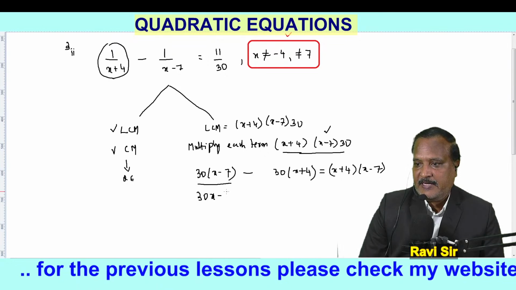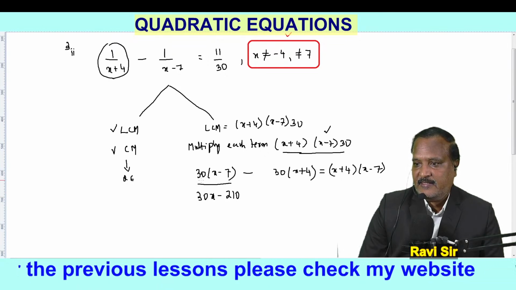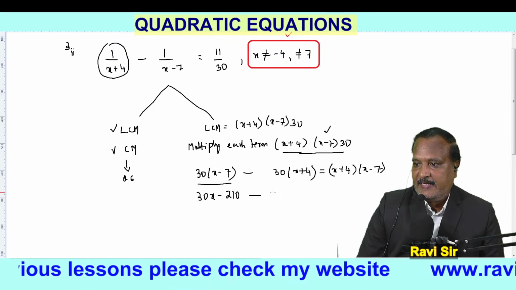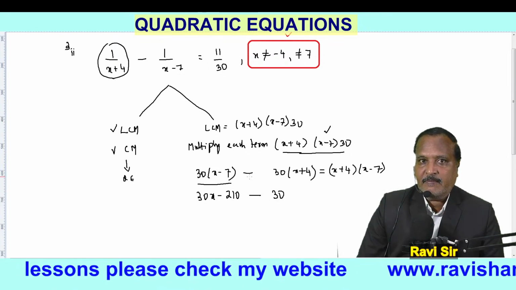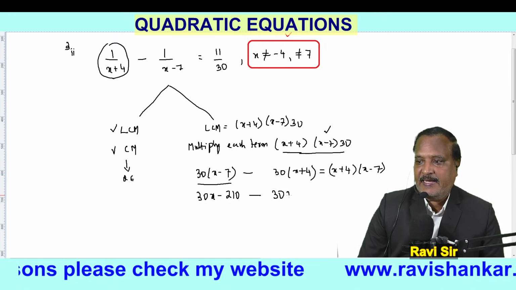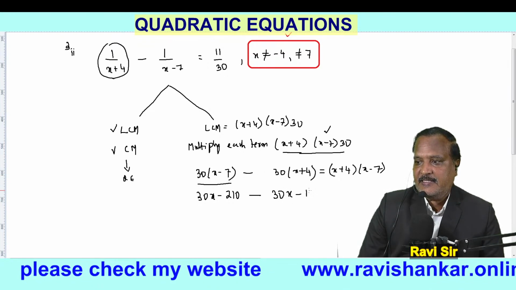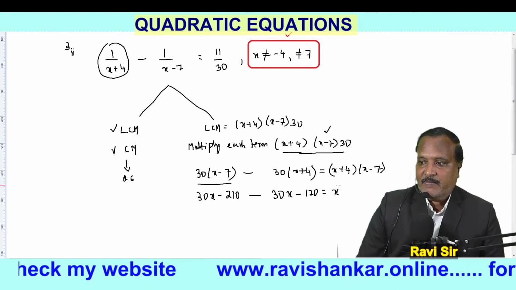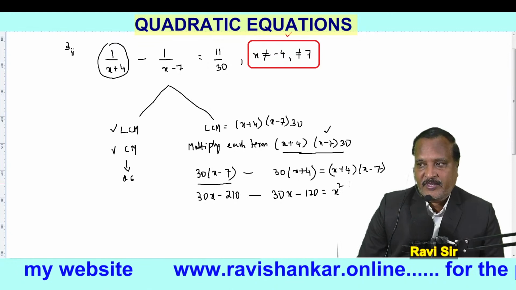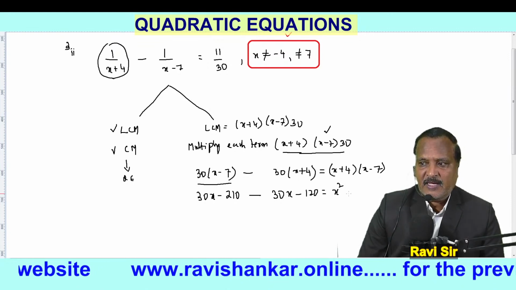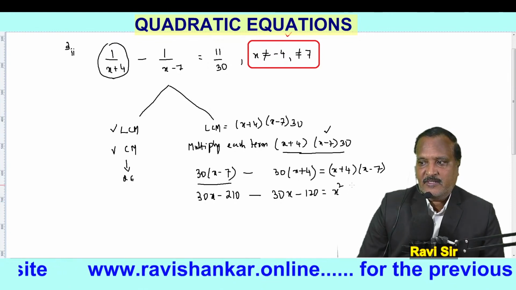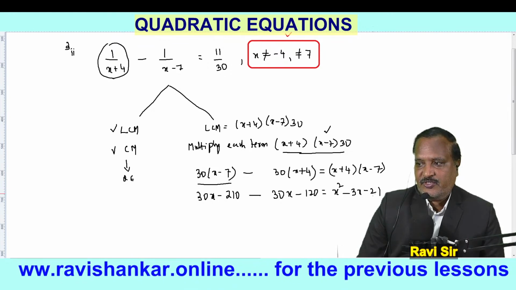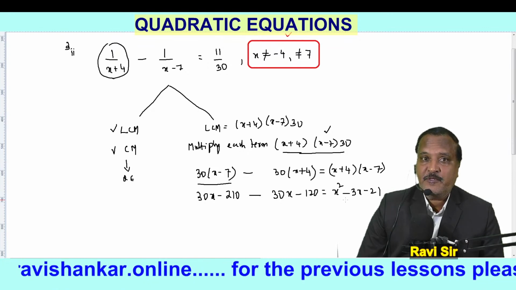30x minus 210, 7 into 30. Again minus 30x, please be careful when the minus symbol is there. Minus 30x, minus into plus, minus 120, is equal to, so here I will multiply directly. If you need, you can multiply it in the rough column, or you can have 2-3 steps. x square minus 3x minus 21. Now I have removed the brackets.